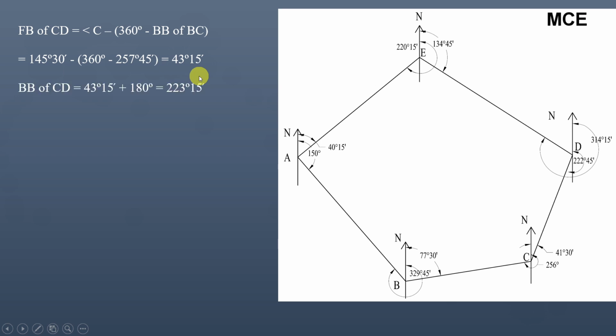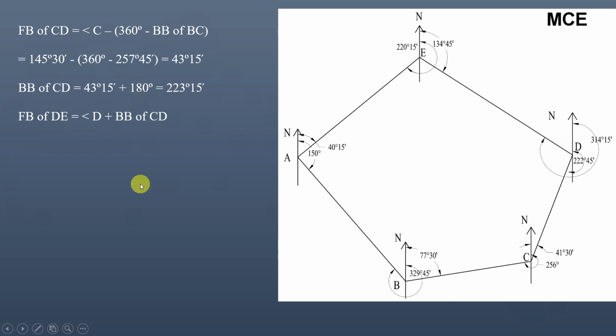The correct back bearing of line CD will be correct fore bearing of CD plus 180 degrees, so its value will be equal to 223 degrees 15 minutes, and observed was 222 degrees 45 minutes. It means again there is a local attraction at station D, and you have to calculate the correct bearing of line DE. If you see from this figure of the closed traverse, the bearing of line DE will be equal to angle D plus back bearing of line CD.